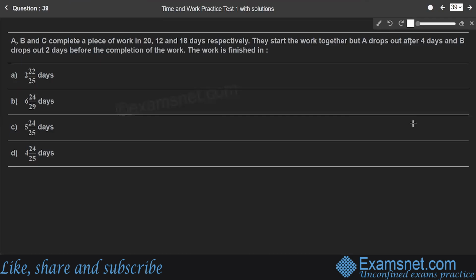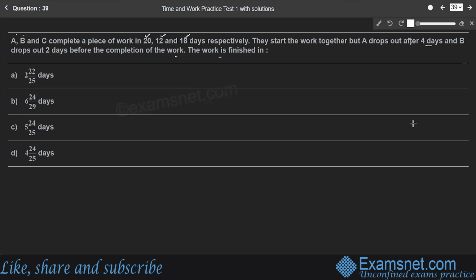Question number 39. A, B, and C complete a piece of work in 20, 12, and 18 days respectively. They start the work together, but A drops out after 4 days and B drops out 2 days before the completion of the work. The work is finished in.